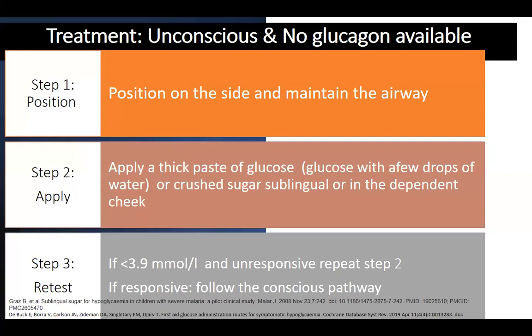Just tell them, have glucose, put a few drops to make it a thick paste. Put it under the tongue if they're able to do that. If not, put it under the cheeks and rub it until the child becomes conscious. Once the child is conscious, use the conscious pathway in terms of correcting hypoglycemia. Please do not give anything by mouth to any child who is unconscious, please.